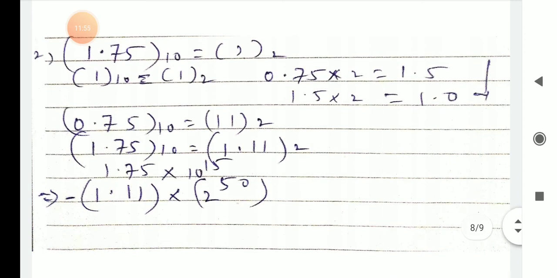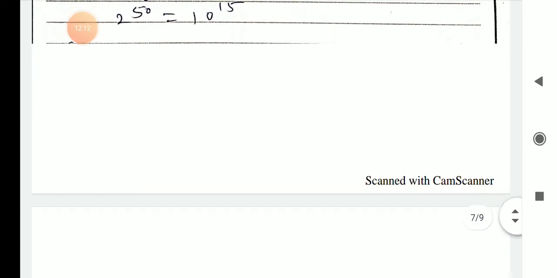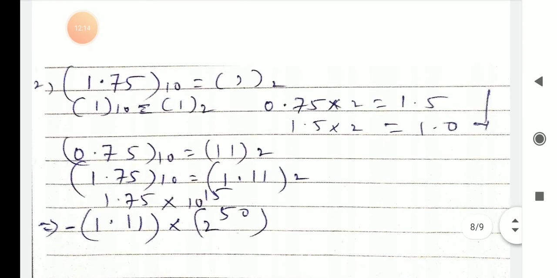Then the right hand side is 1.75 multiplied by 10 raised to 15. So minus of that 1.11. On the minus side you have to write 1.11, where 1.75 multiplied by 10 raised to 15 is 2 raised to 50, you know. Next, this conversion is in the form of binary.